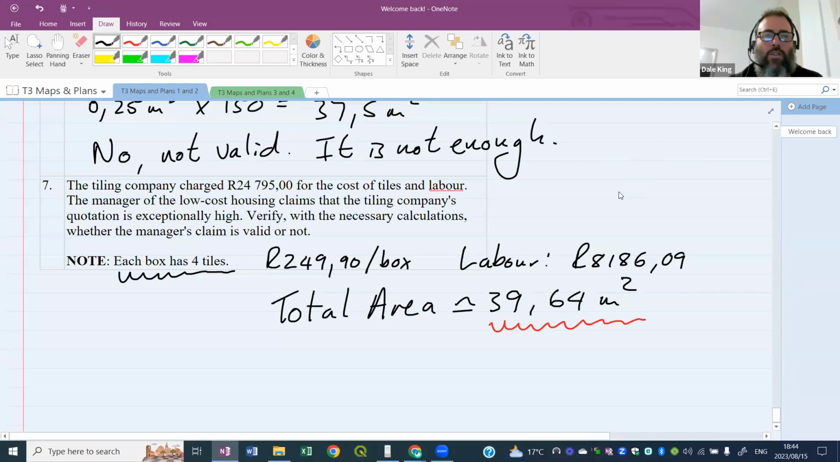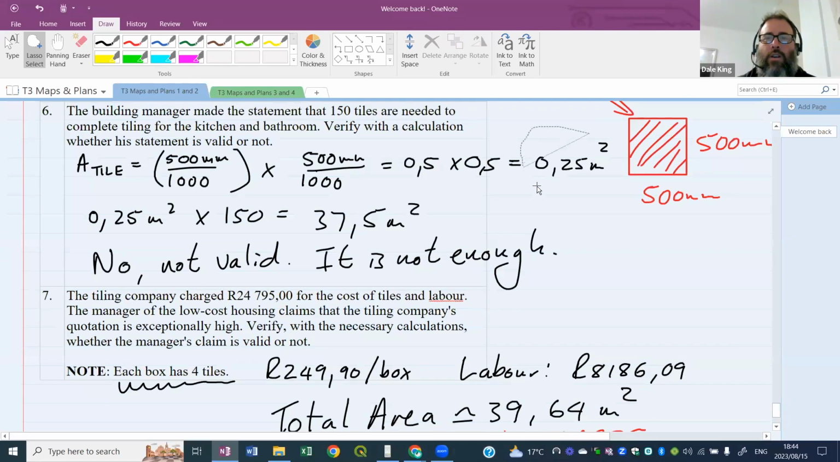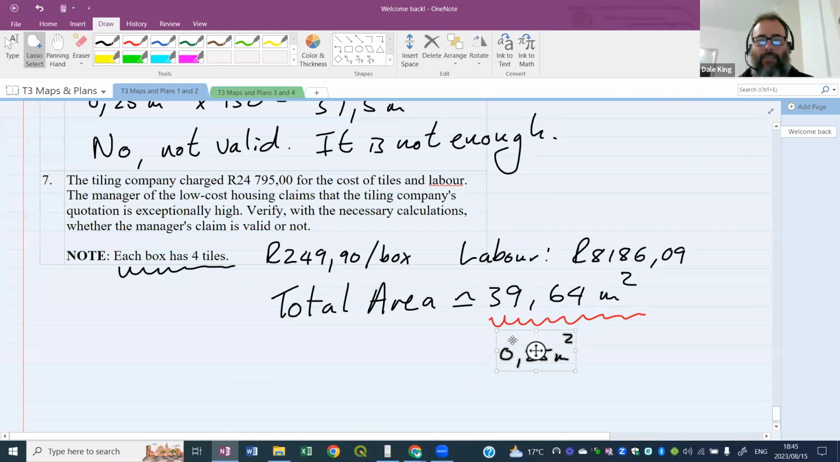Where do we start? First of all, you need to work out how many tiles you need. All right. Let's bring down the tile information. I'll bring this information down here. This is the area of one tile. That's the area for one tile.